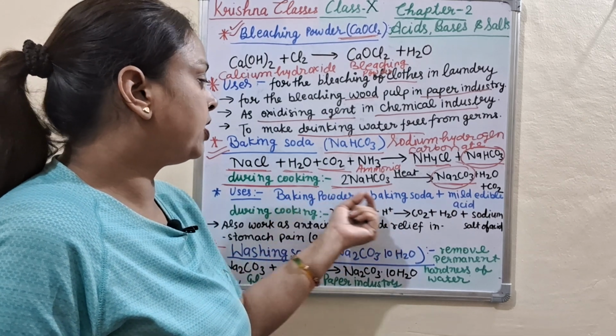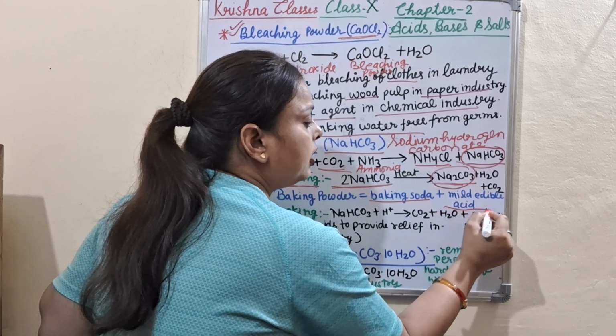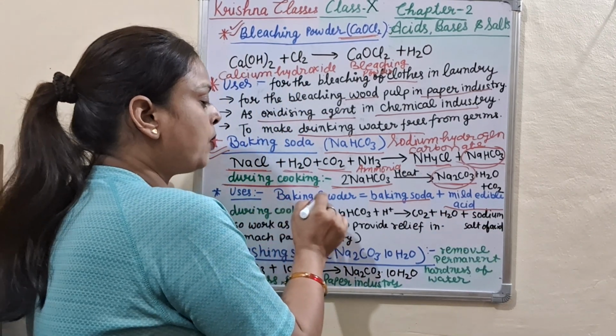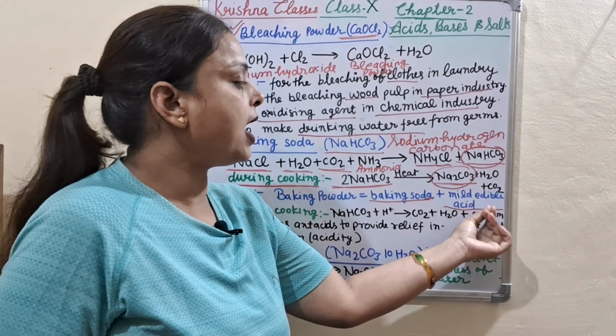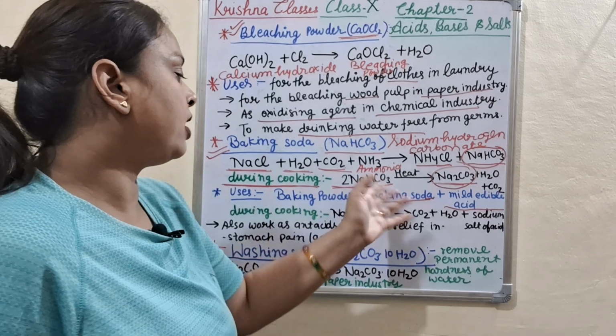Baking powder is the mixture of baking soda plus mild edible acid. I repeat again, baking powder is the mixture of baking soda plus mild edible acid. Okay, how can it be prepared?